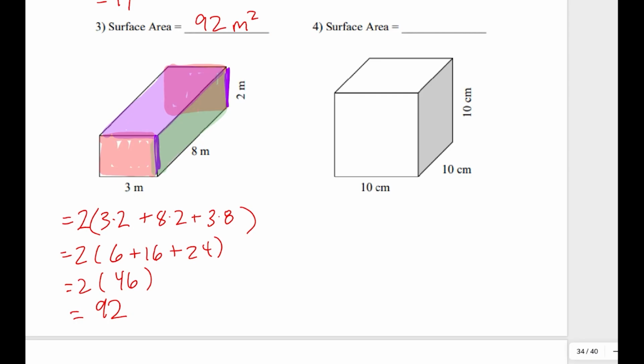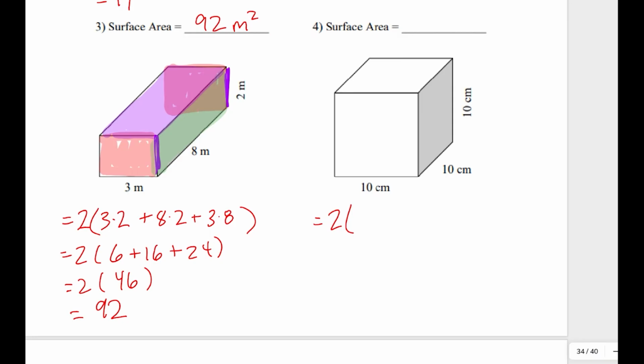Now, number 4 is a rectangular prism, but you might also notice that all of the side lengths are the same. So this would actually be a cube. And so there's 2 ways you could think about this. You could work it out the same way we did the last 2 problems, but it is not going to take long for you to realize that all of the sides are the same.